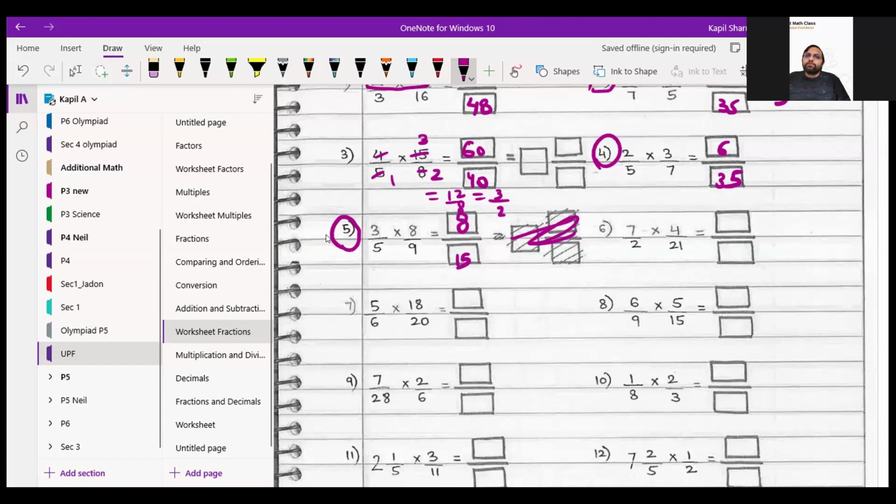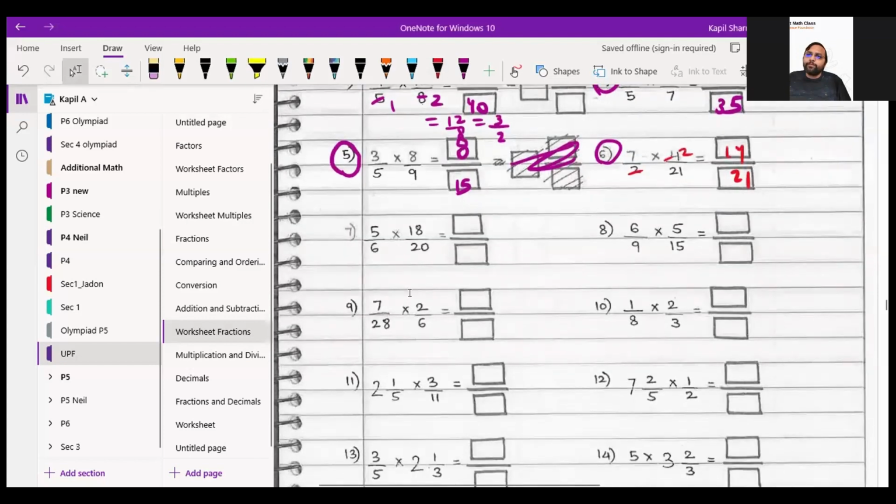Fine. So you are writing these fractions in the simplest form. Okay, fine. Next one. 7 upon 2 times 4 upon 21. Yes, 14 upon 21.